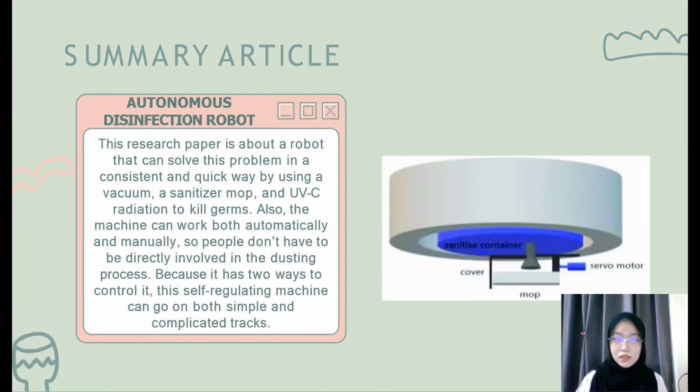And the last summary article is the Autonomous Disinfection Robot. This research paper is about a robot that can solve this problem in a consistent and quick way by using a vacuum, a sanitizer mop, and UVC radiation to kill germs. Also, the machine can work both automatically and manually, so people don't have to be directly involved in the process because it has two ways to control it. This self-regulating machine can go on both simple and complicated tracks. This is a diagram of the autonomous disinfection robot.